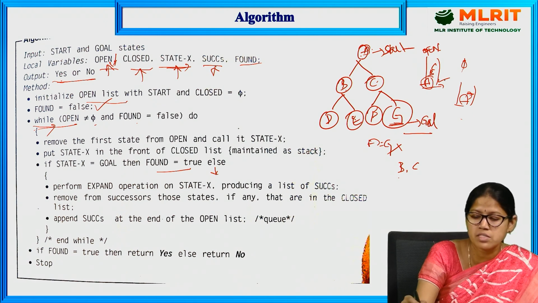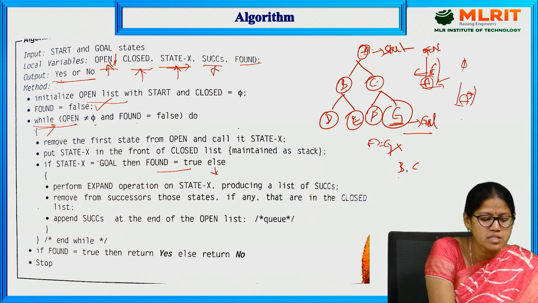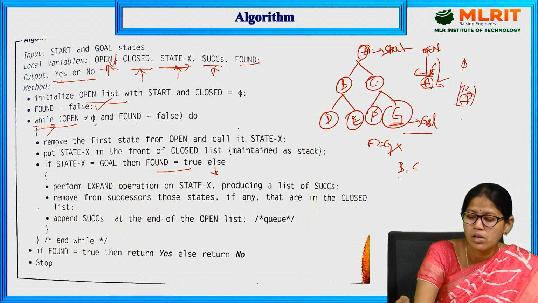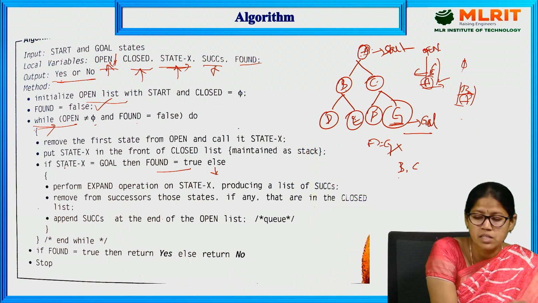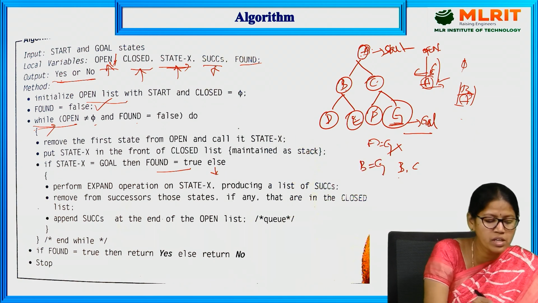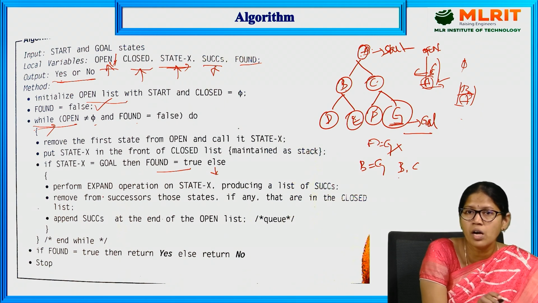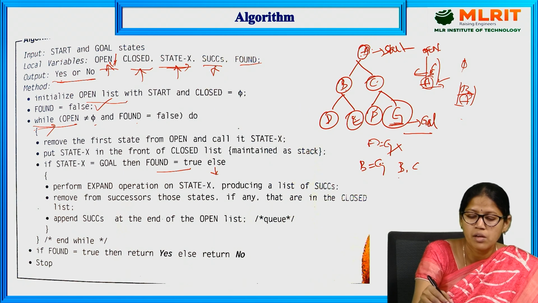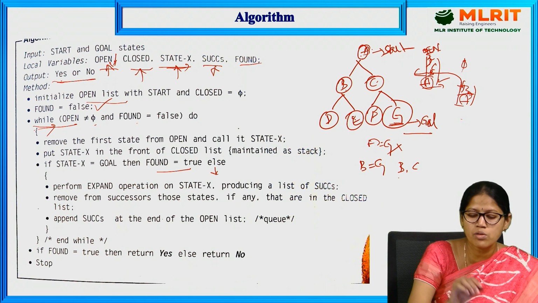Remove the first state. So we have to remove B. Later call it state x and move it to the closed list maintained as a stack. Next, state x. What is state x now? B. B equal to G? No. Then again it will move to the else and perform the expand operation. Not visiting, it is just exploring the successors of node B. Now D and E, and move B into the closed list.